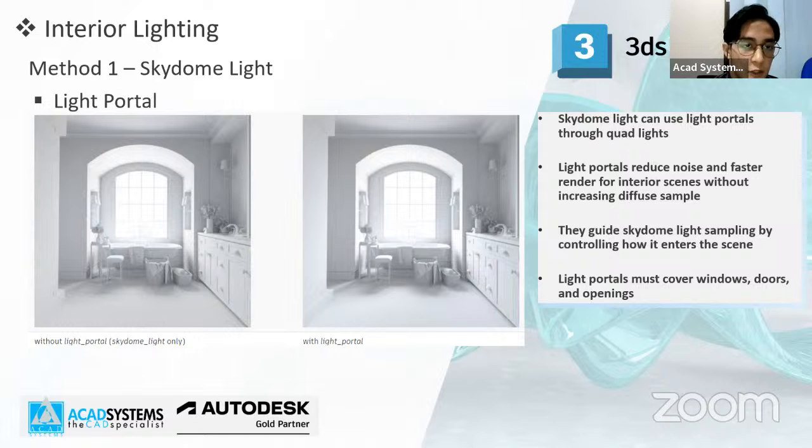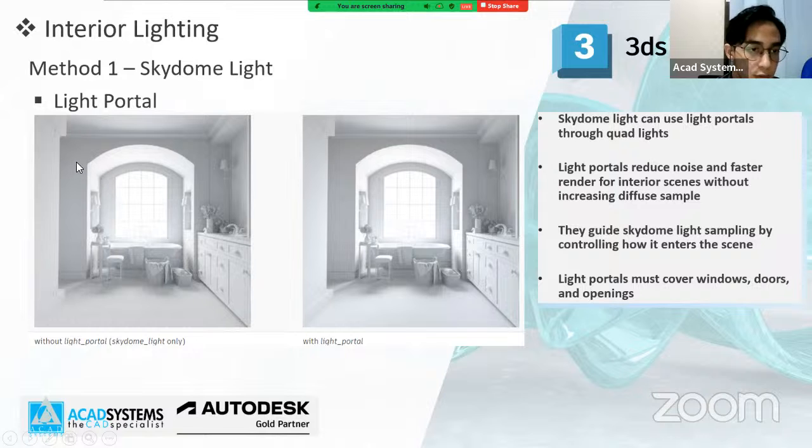This Skydome light will use light portal through the quad light so that we can reduce the noise and make our render faster. As you can see in the picture on the left, over the dark area or shadow area, we can see this grainy effect, or you can call it noise. So what light portal does is guide the Skydome light sampling by controlling how it enters our scene. As you can see in the picture on the right, the shadow area is no longer grainy or noisy.